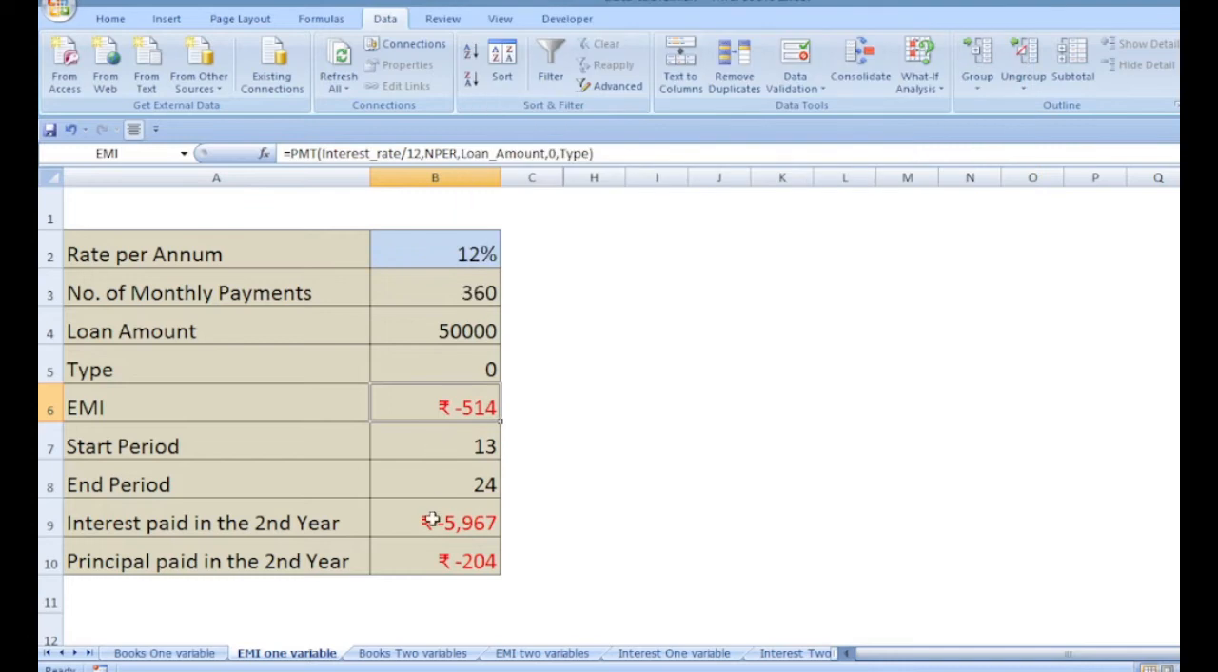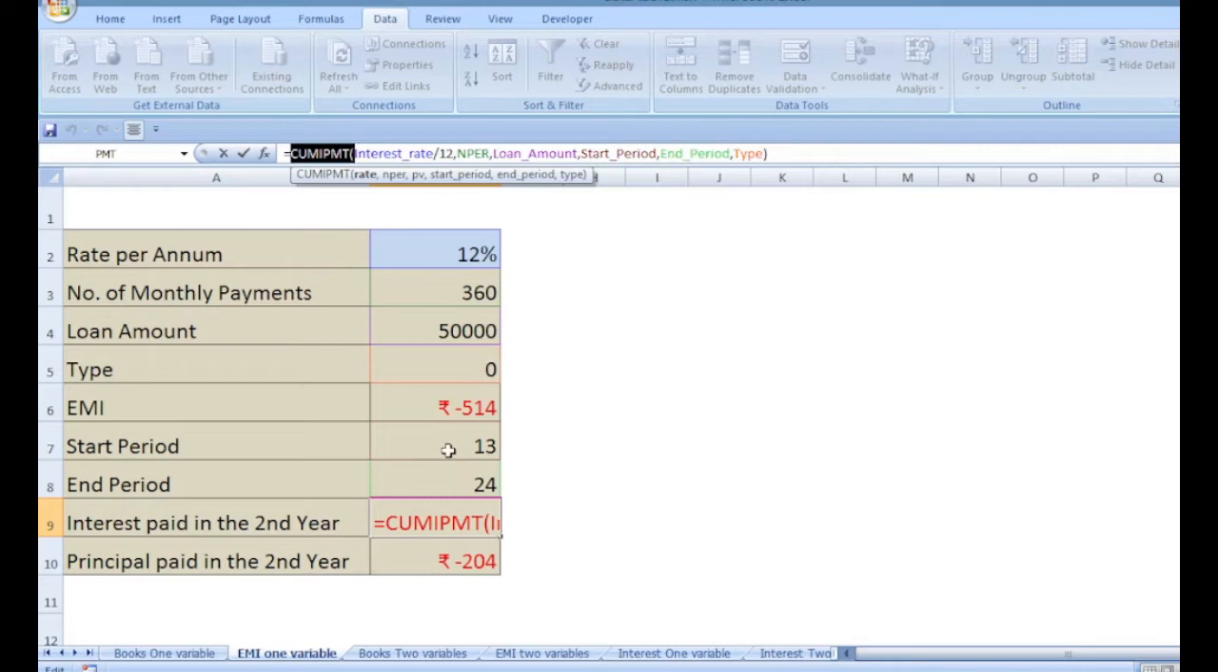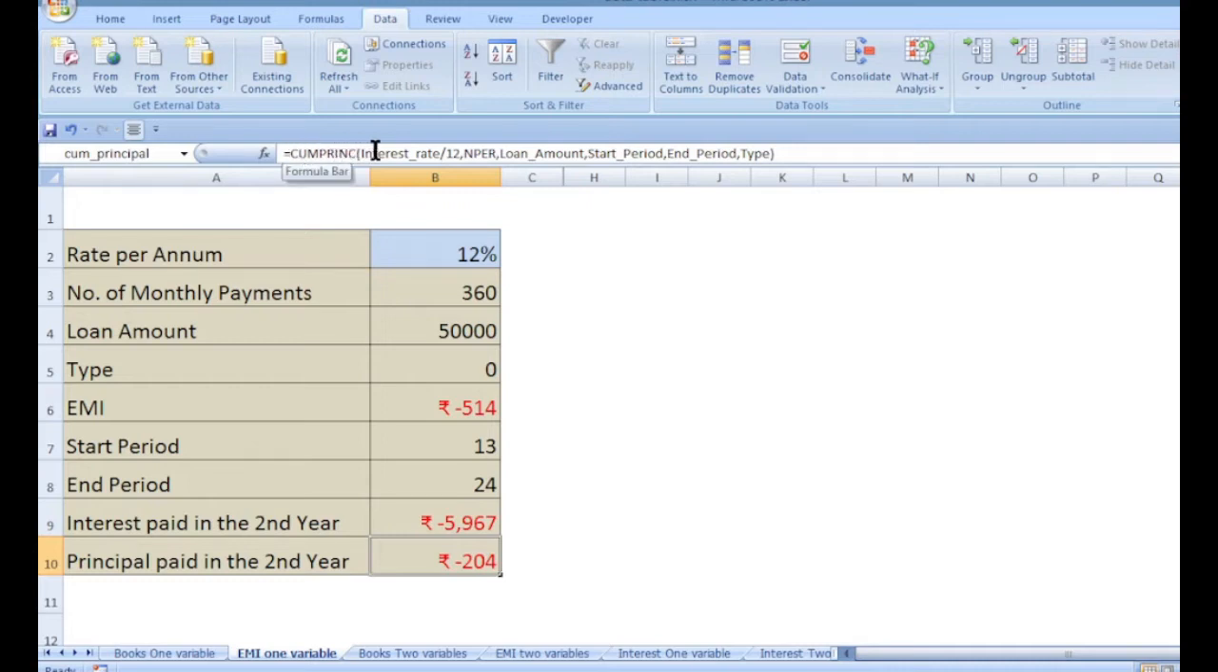We can also find out what is the interest paid in the second year and what is the principal amount paid in the second year. So you have one more function, CUMIPMT: the interest rate, NPER, loan amount and starting period and ending period. So 13th month and the 24th month and the type is equal to 0. Cumulative principal: you have interest rate, NPER, loan amount, starting period, ending period and type. So you have three variables and you have got three formulas.